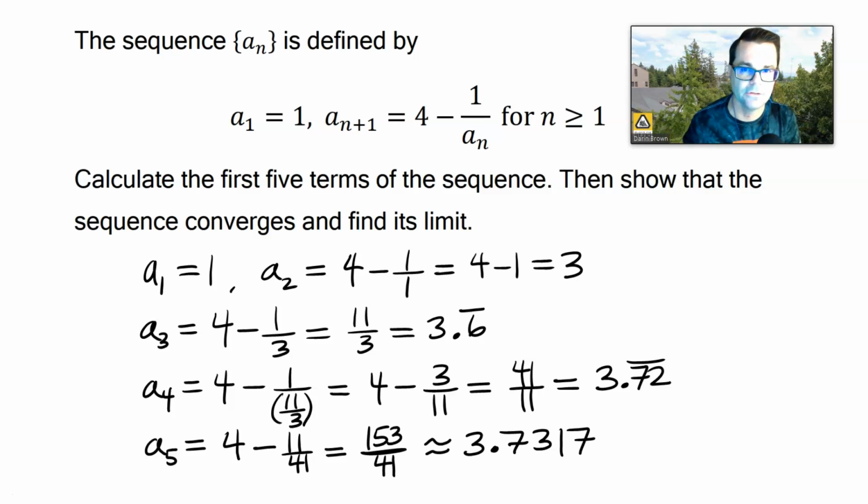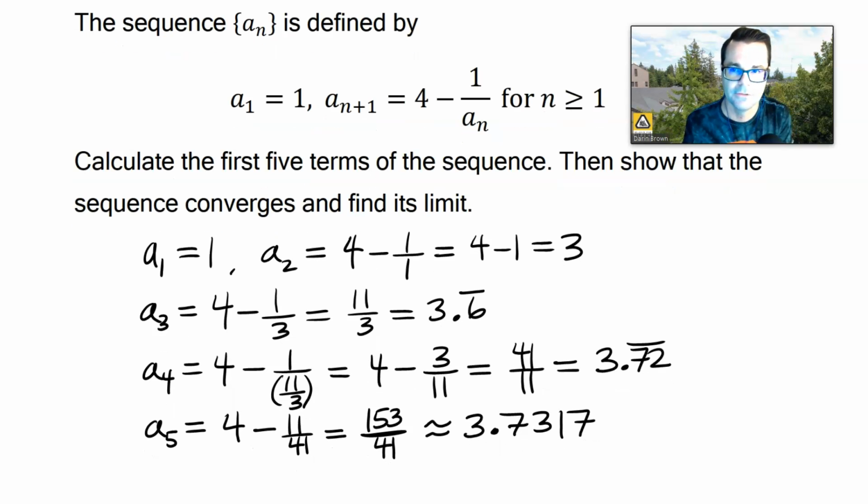Okay, so let's take a look at these first 5 terms and see if we notice anything. So 1, 3, 3.6 something, 3.72, 3.73. So it seems that the terms are increasing. And that's actually something that we're going to have to show. That is true. So these terms are increasing, but they're not increasing bigger and bigger and bigger. They seem to be settling in on a limit value, which is what we're going to find.